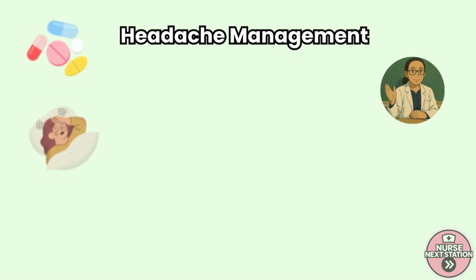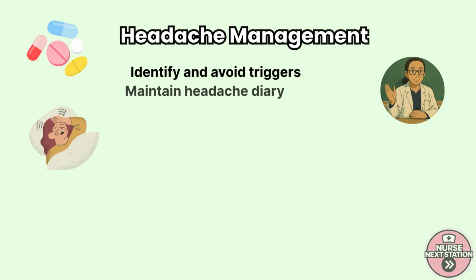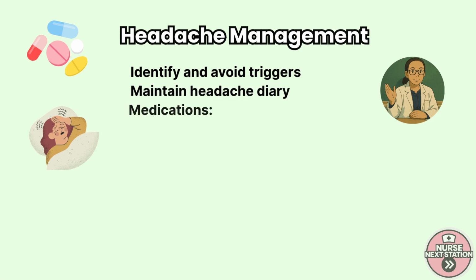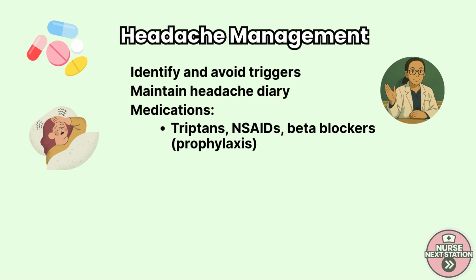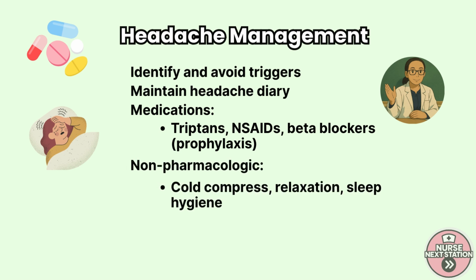Managing headaches begins with assessment: identify triggers and the pattern. Encourage patients to keep a headache diary. Pharmacologic treatments include triptans for migraines, NSAIDs, and preventive medications like beta blockers. Teach non-drug interventions such as relaxation and cold compresses.